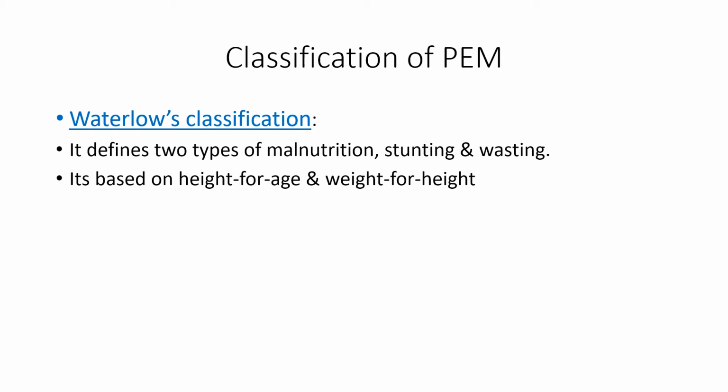Next, Waterloo's classification. It defines two types of malnutrition. Again, I had talked about the terms commonly used by WHO in regard to protein energy malnutrition or malnutrition in general, that is stunting and wasting. Stunting is obtained by the formula height for age, whereas wasting is obtained by knowing the weight for height of the child. Stunting is more indicative of chronic malnutrition, whereas wasting is more indicative of acute malnutrition.